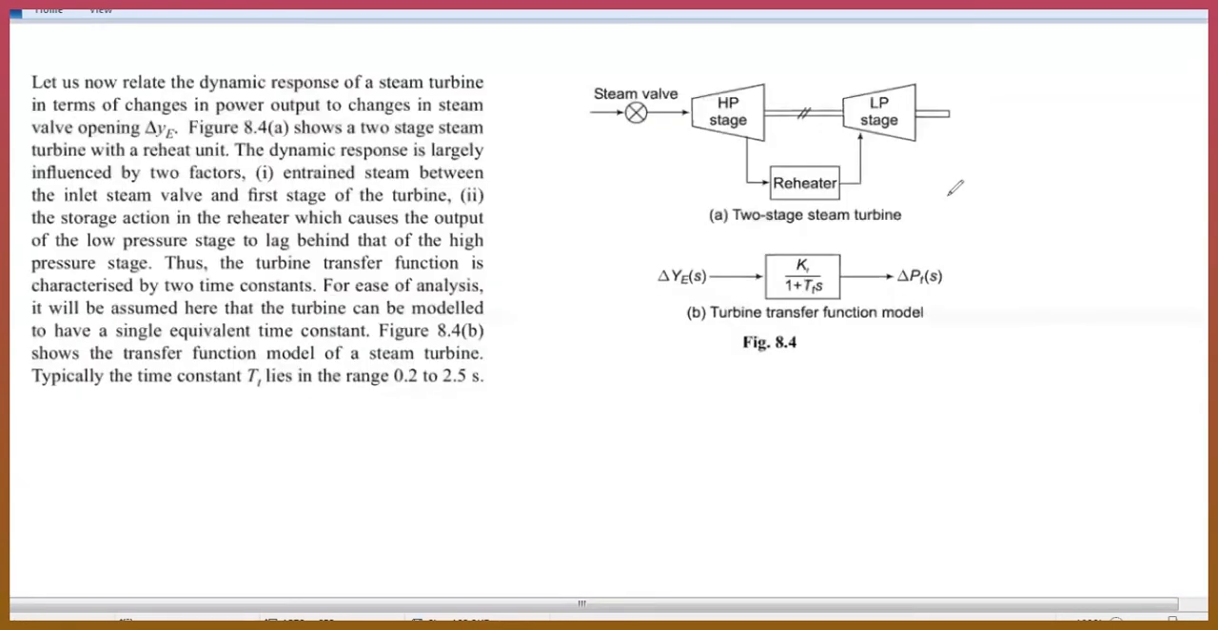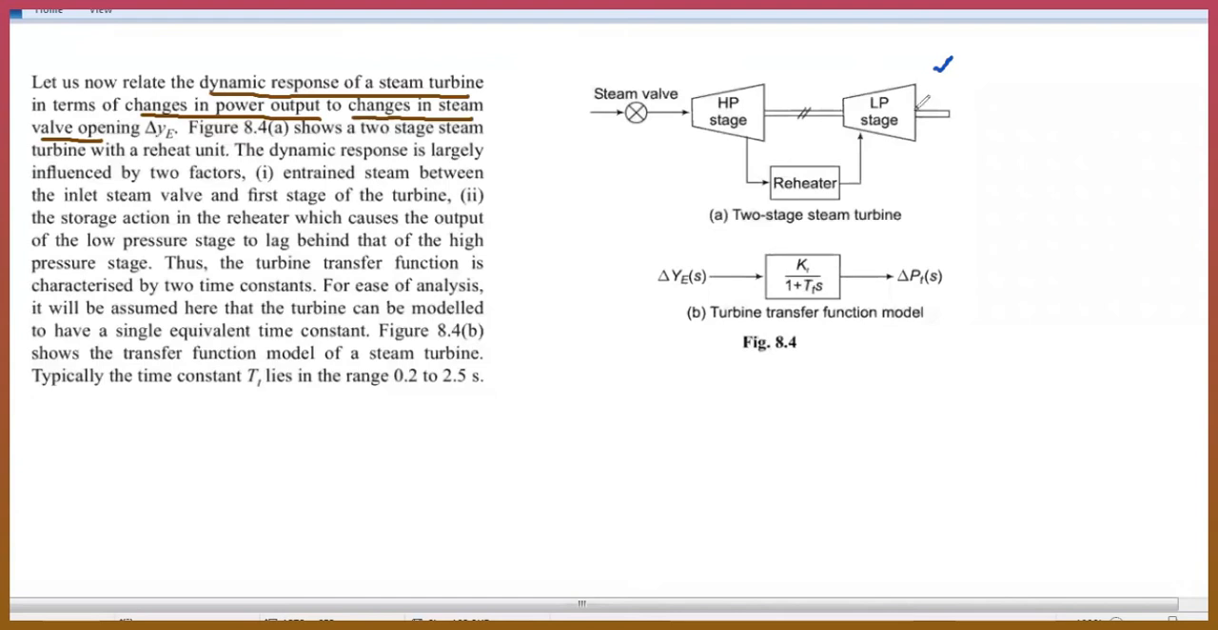It consists of two stages. So let us now relate the dynamic response of the steam turbine, in terms of changes in the power output, to the changes in the steam valve opening, that is delta Y. Earlier we have taken 3 stages, but here we consider 2 stages of the turbine: the high pressure and the LP stage turbine.